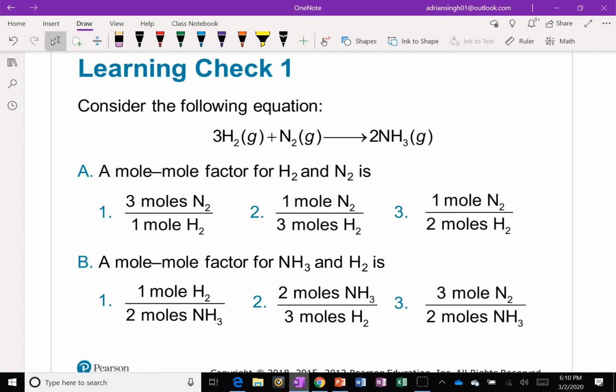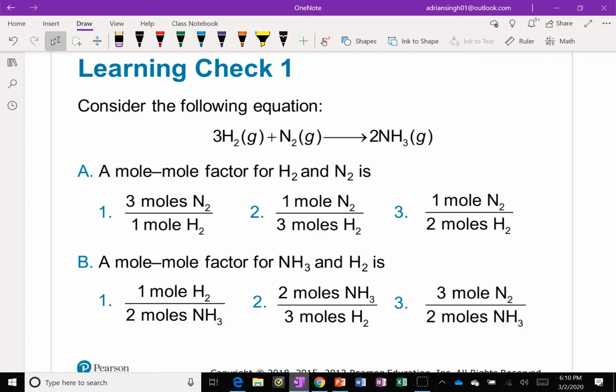2 represents both nitrogen and hydrogen? Yes, the coefficient multiplies everything that comes after it, including the subscript. Let me ask the question again. Is the equation balanced? Who says yes? Who says no? No, there's 2 nitrogens. The coefficient multiplies everything that comes after it. So we have 2 N's and 2 times 3, 6 H's. The coefficient multiplies everything that comes after it in that formula.